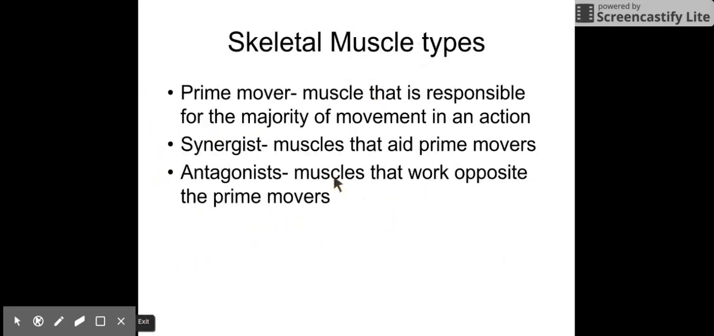Now, types. You have prime movers, which are the muscles responsible for the majority of an action. And then you have synergists, which aid the prime movers. You have antagonists, which work in the opposite direction of the prime movers. And different muscles can act as prime movers or antagonists for different motions. Then you also have fixators, which help to stabilize the joints.